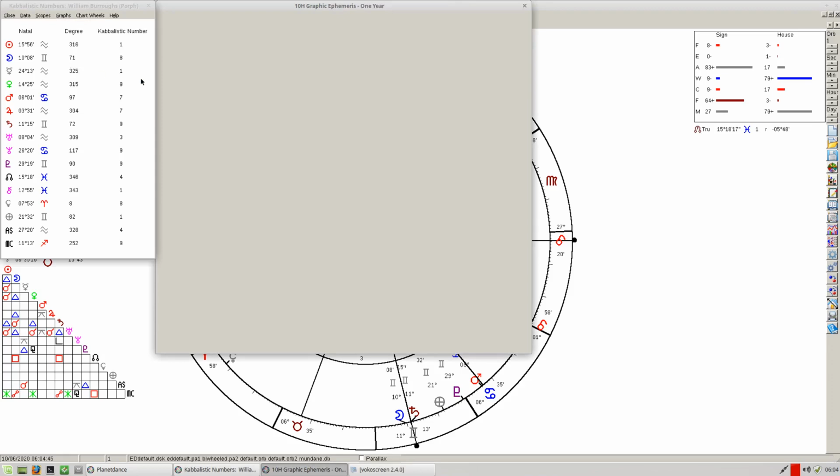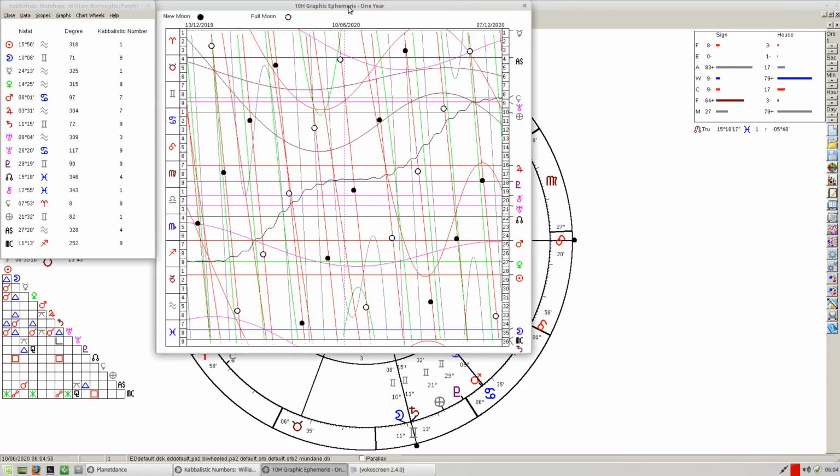There's also a graphic ephemeris which shows you 10th harmonic transits to the 10th harmonic chart for the current year, plus, well, the current date minus 6 months and plus 6 months. So if William Burroughs was still alive, this would be the transits he would be experiencing in the 10th harmonic. You can see that the planets' horizontal lines are the natal positions, and then the transiting planets are the curved positions.